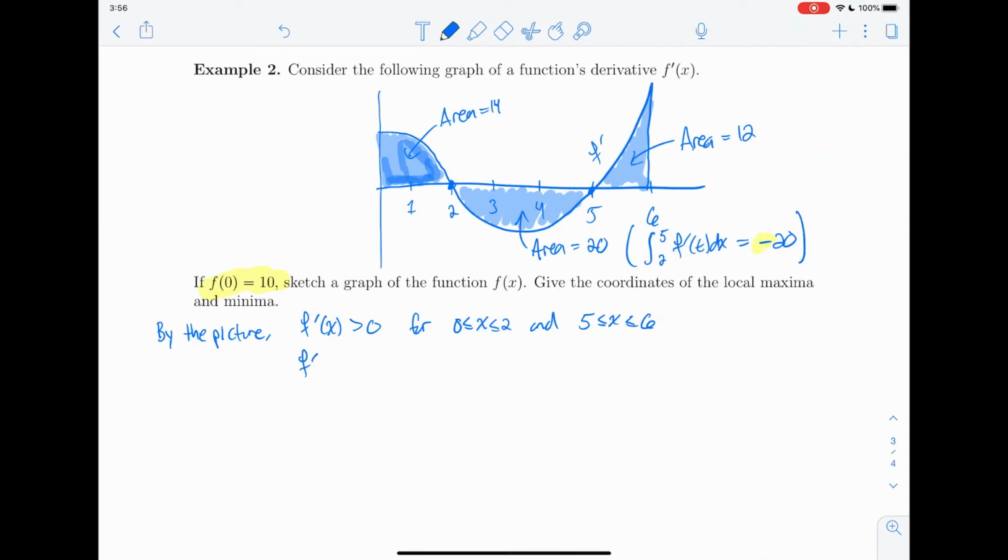And we found that f prime of x is negative for the middle region, which is x between 2 and 5. So if this is where the derivative is positive or negative, our rules indicate that the first bit tells us that the antiderivative f is going to be increasing, and the second bit down here tells us that the antiderivative f is decreasing.